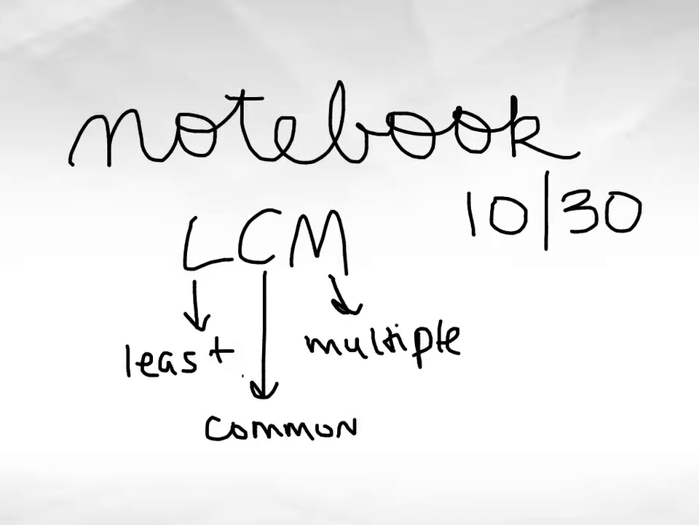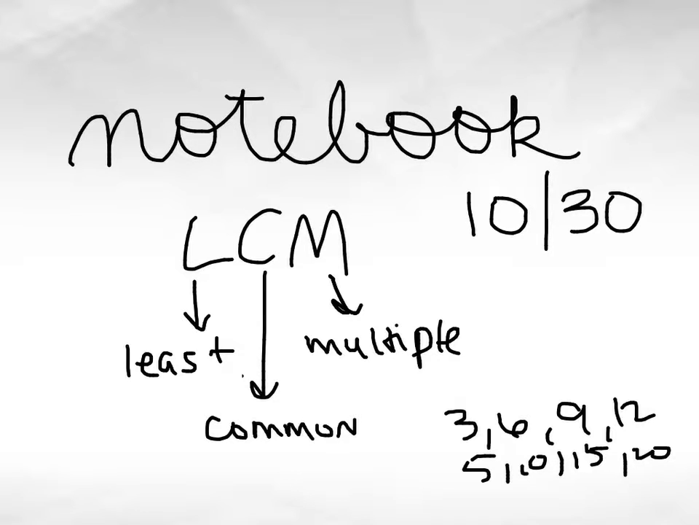Least common multiple. Well, you remember multiples from 4th grade are like 3, 6, 9, 12. Those are the multiples of 3. 5, 10, 15, 20 are the multiples of 5. So those are multiples. Common means that we're going to be looking at two numbers to see what multiples they have in common, and we're going to want the least. So when we're looking at multiples that two numbers have in common, we want the least value. So let's get to it.